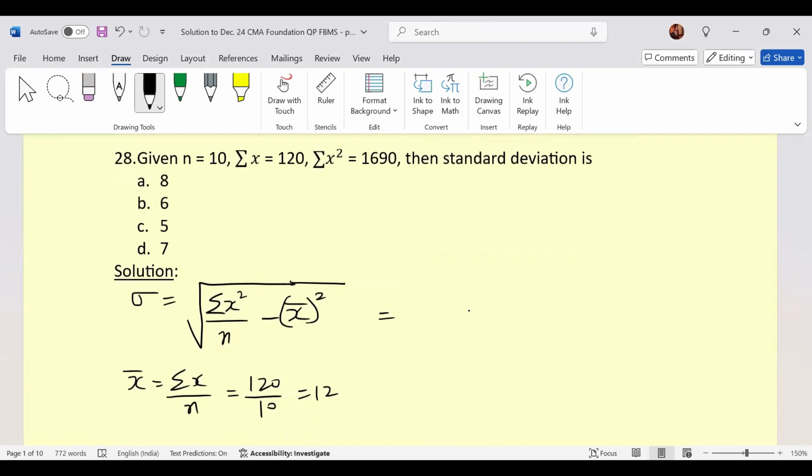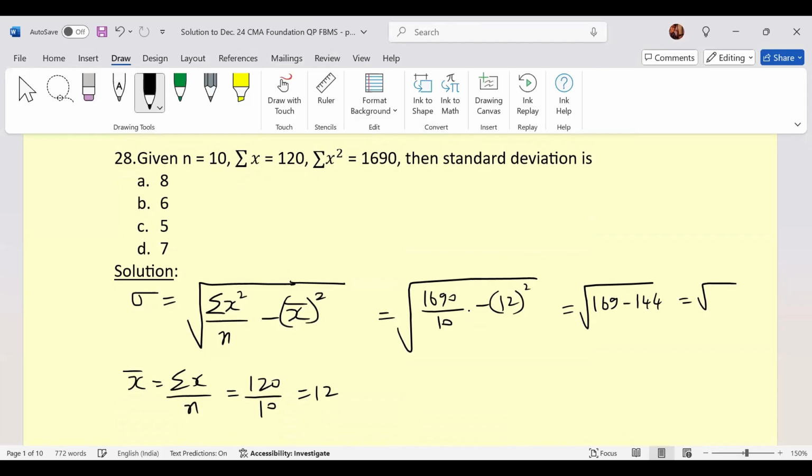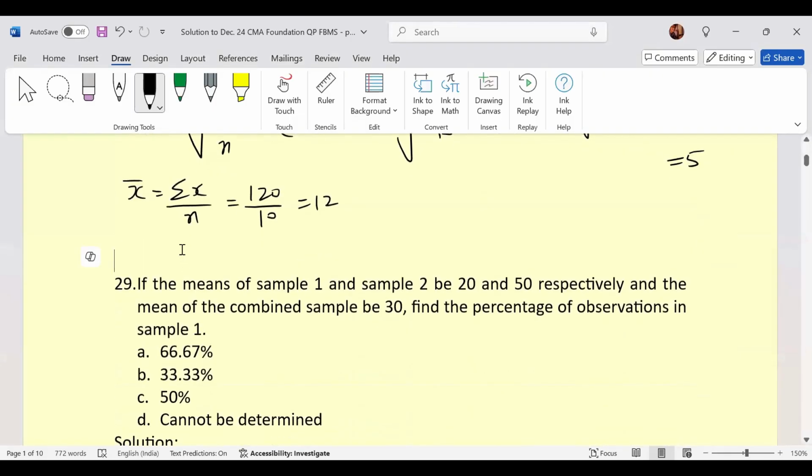Now this becomes the square root of 1690 divided by 10 minus 12 square. That is the square root of 169 minus 144, which is root 25. So the result is 5. So our option will be option C. Let us move on to the next one.